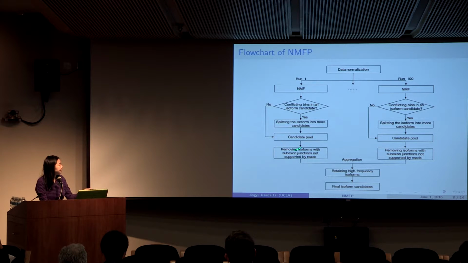Then for the candidate pool from each run, we aggregate them by only keeping the isoform candidates that are reported by at least half of those 100 runs. That's 50 runs. So the isoform candidates appearing in more than 50 runs are kept as our final isoform candidates. Therefore, we can find the isoform candidates that are frequently selected by NMF over multiple runs.